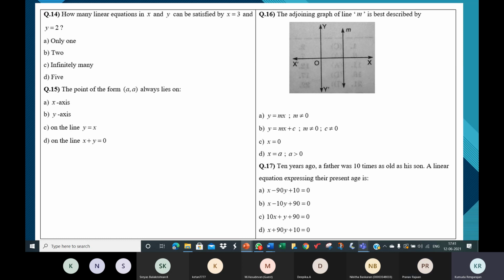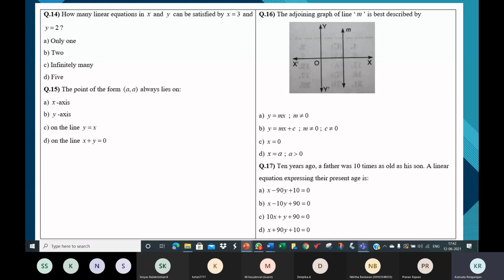Ma'am, can you once again say the 14th question, ma'am? 14, huh? Yes, ma'am. Tell me. Ma'am, for the 14th question, the answer is infinitely many, ma'am. How many linear equations in x and y? Yeah, infinitely many. Thank you.